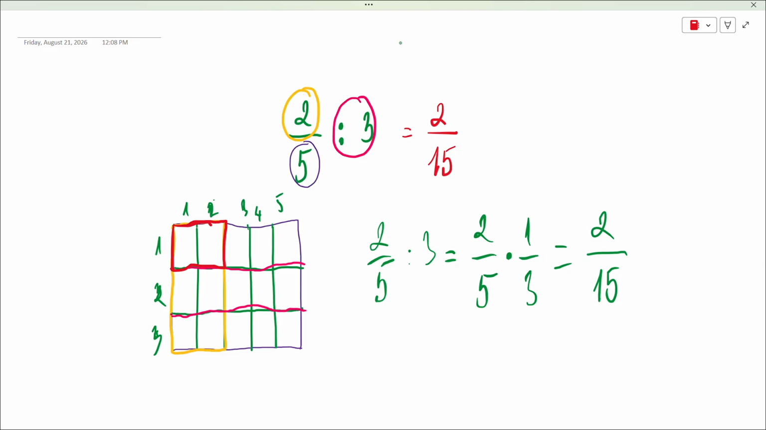Dividing by a fraction means multiplying by the reciprocal of that fraction. And when multiplying two fractions, we just multiply the numerators to get the new numerator, and multiply the two denominators to get the new denominator.